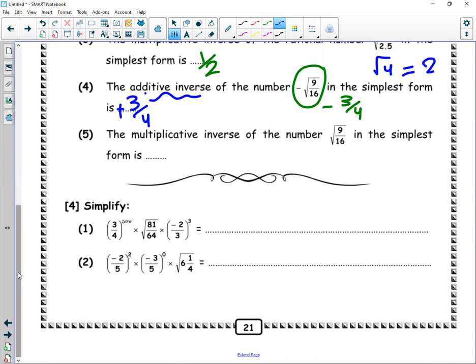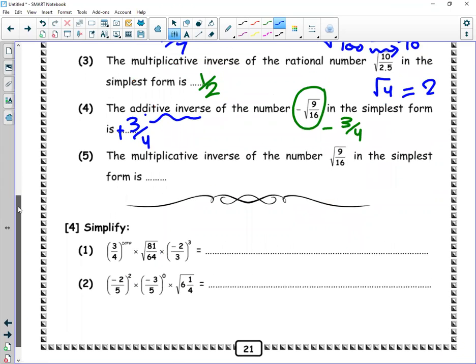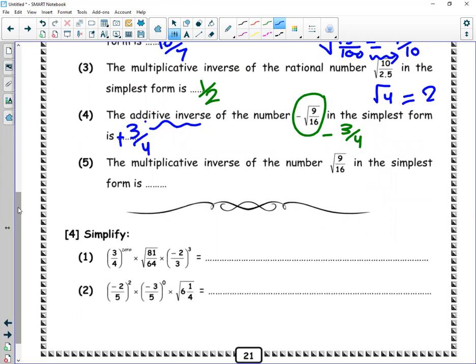Number 5. The multiplicative inverse of the number 9/16 under the square root in the simplest form. The square root of 9/16 equals 3/4 and the multiplicative inverse equals 4/3. Okay, root of 9/16 will be 3/4. To find the multiplicative inverse, the answer will be 4/3.